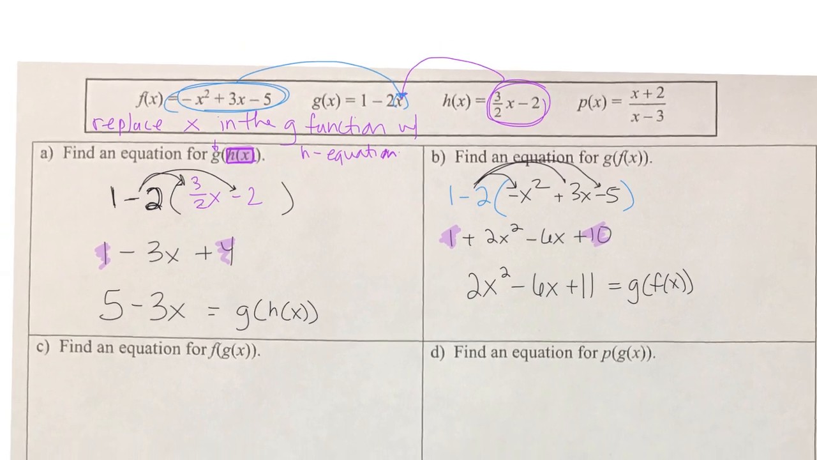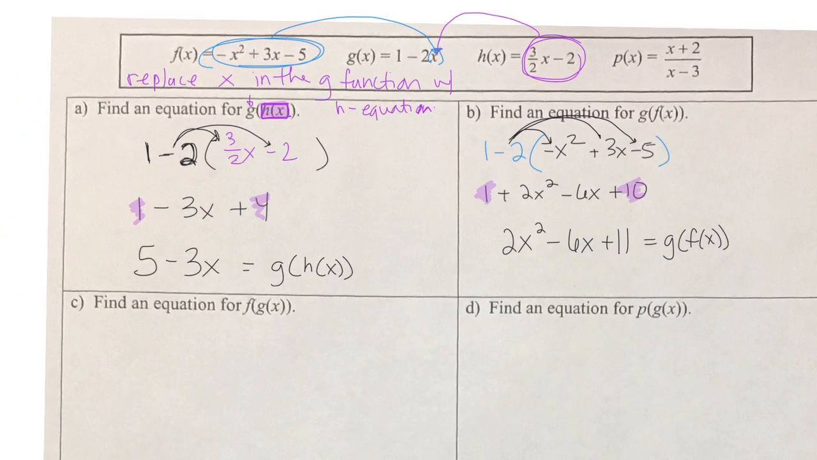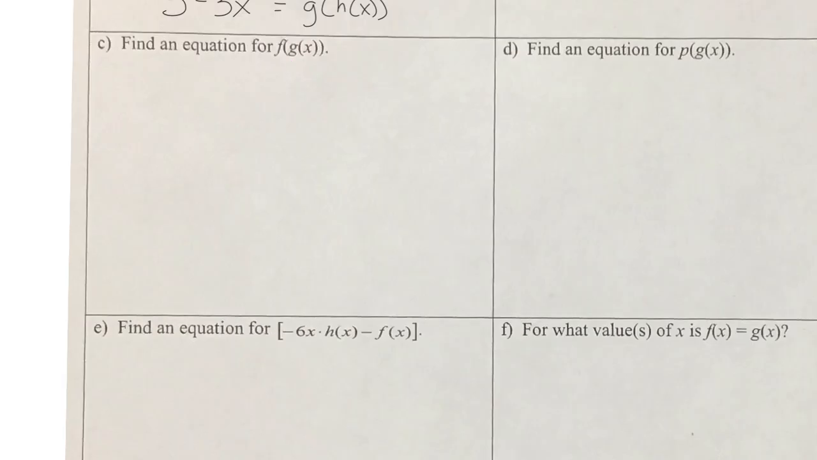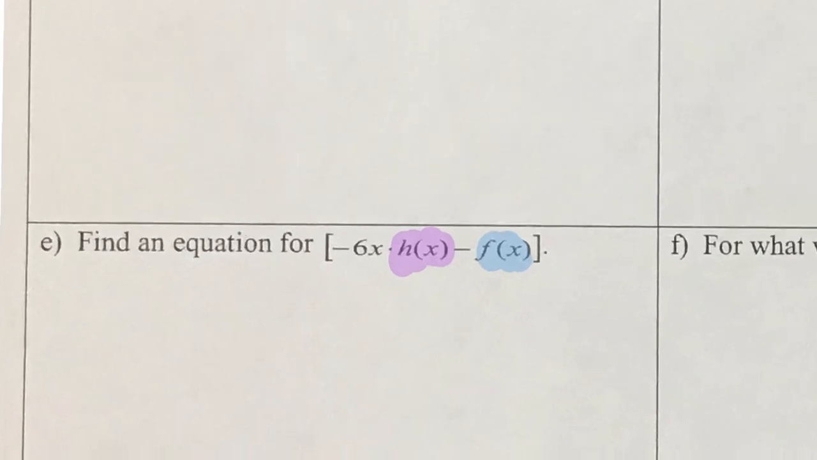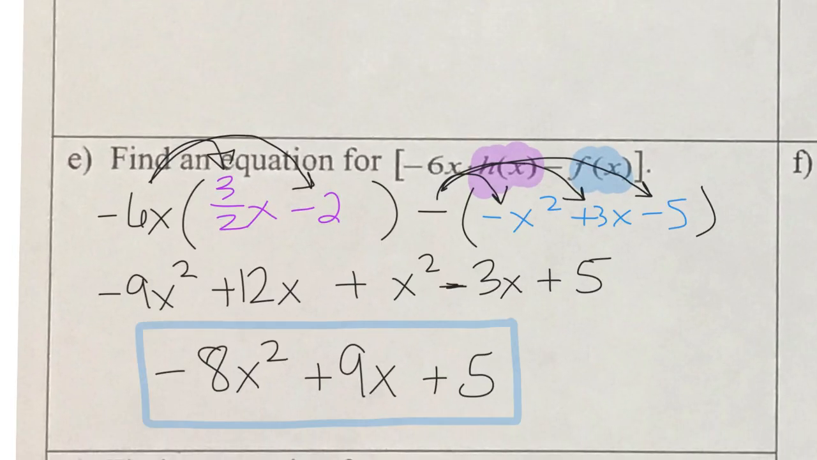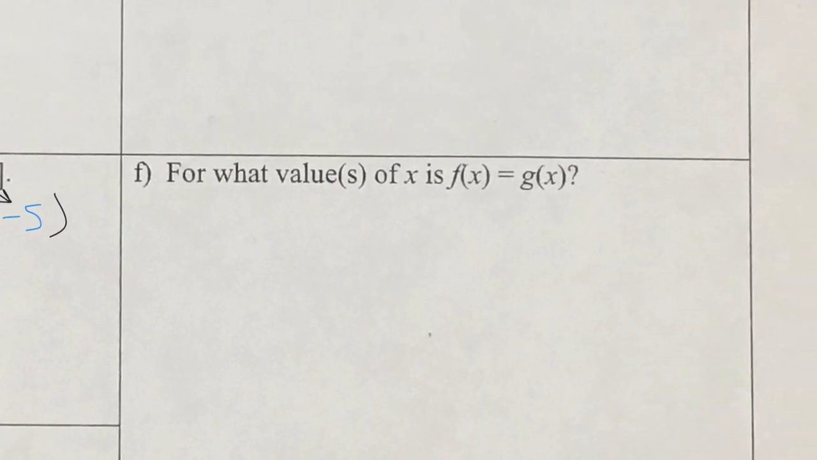Okay, so we can do that for these other two, and we can simplify their equations also. So let's look at our e function. It says do negative 6x times your h equation, and then subtract from that the f equation. So let's see what that looks like when we do all of our substitution. So after we simplify and distribute and combine like terms, we should get negative 8x squared plus 9x plus 5 as your equation.